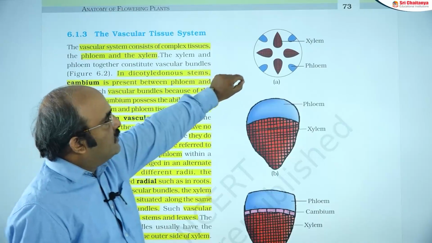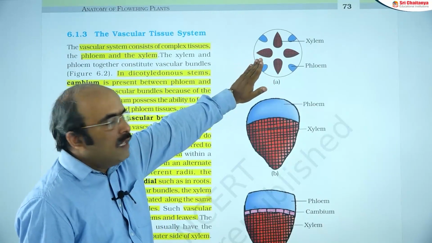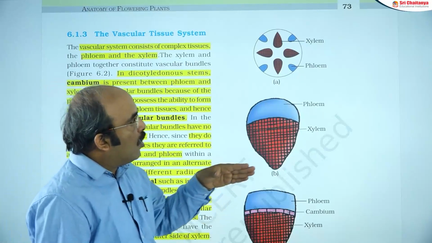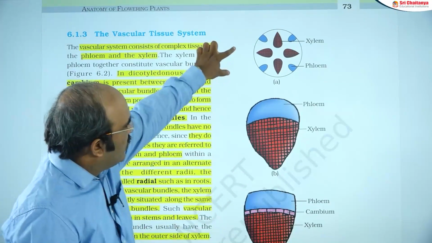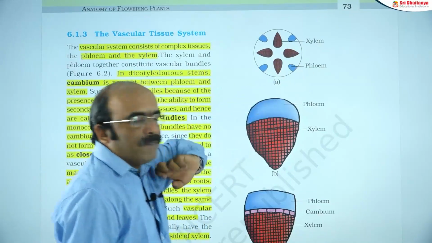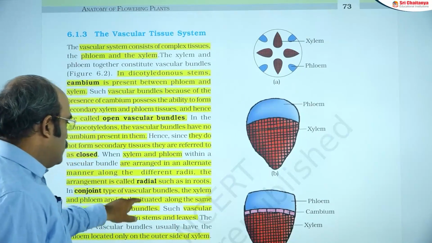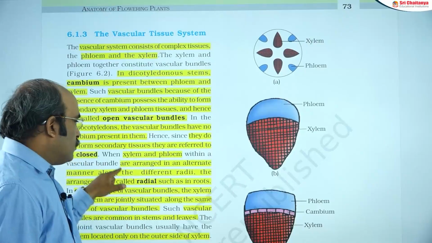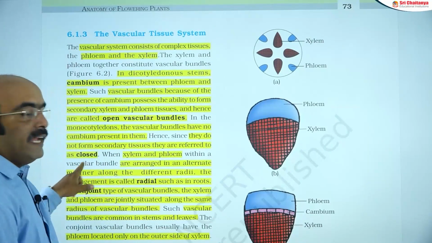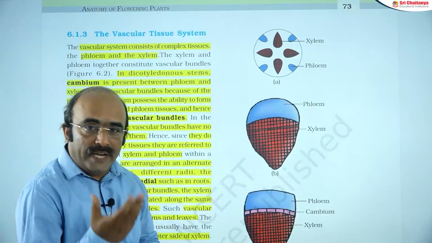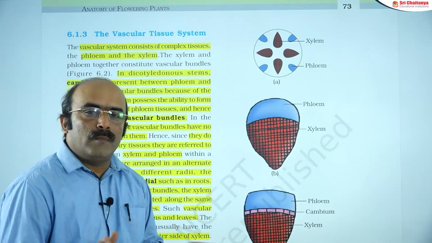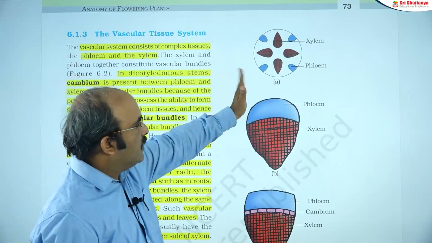You will find the radial type of vascular bundle showing xylem on one radius and phloem on another radius, which you can clearly see in the diagram. Xylem is on one radius, phloem is on another radius. Such vascular bundles, where the xylem and phloem are arranged in an alternate manner along different radii, are present in roots. Whether it is a dicot root or a monocot root, you find the radial type of vascular bundles.